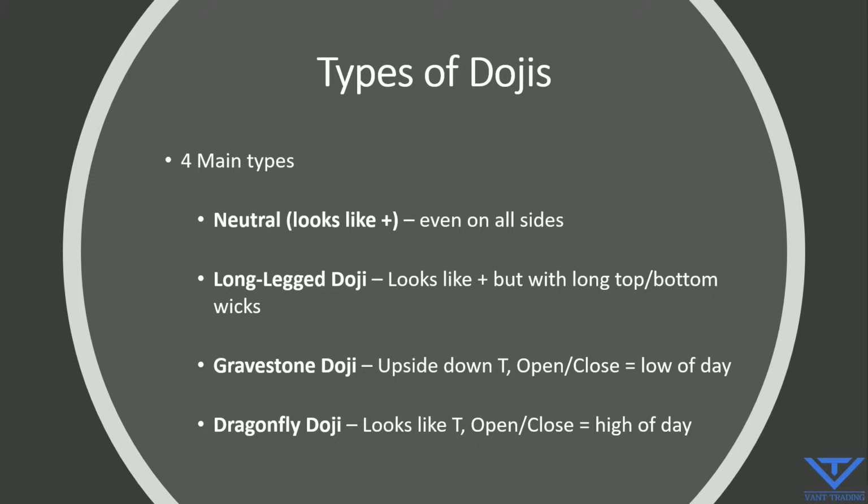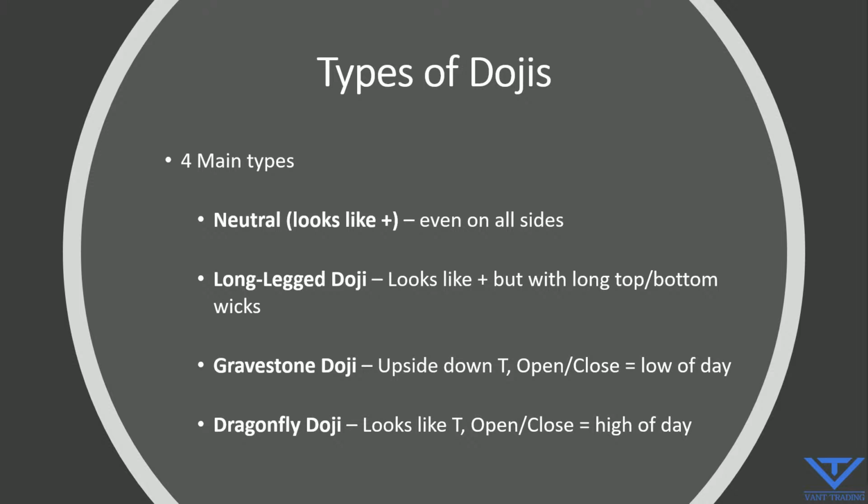The gravestone doji looks like an upside-down T. And that means that the open and the close were actually the low of the day. That thing opened, it went higher throughout the day, went maybe pretty high, and eventually came back down and closed right where it started. That could be a big deal. That could mean the buyers just exhausted themselves. The buyers took control on the open, spent all their energy driving this thing up, and it ended up closing right where it started. Well, that's exhausting.